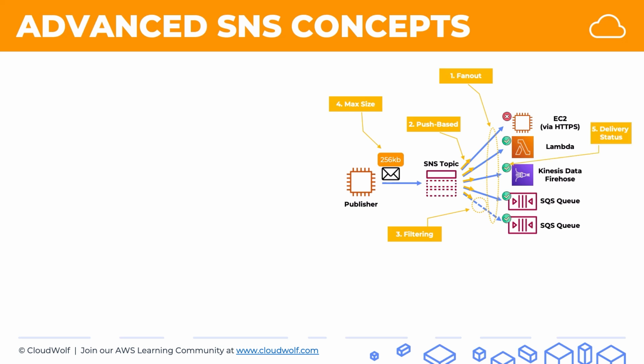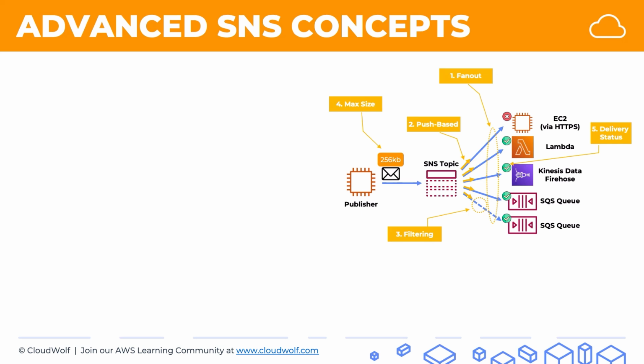Next, SNS also has a feature to enable delivery status. So here you can see whether a message was delivered or not for all subscribers. For example, you can't do that for emails, but you can do it for HTTP, SQS, Lambda, Kinesis Firehose, as in this example. So that can be useful to know if the message was delivered successfully or not.